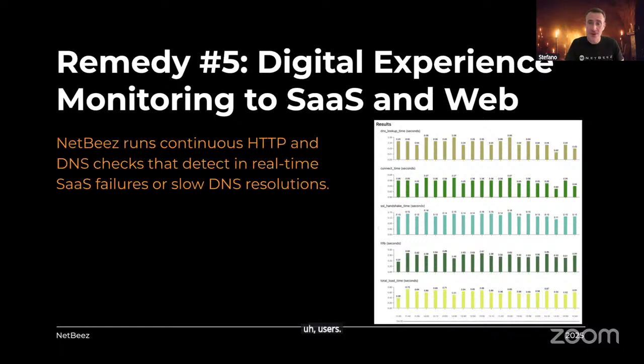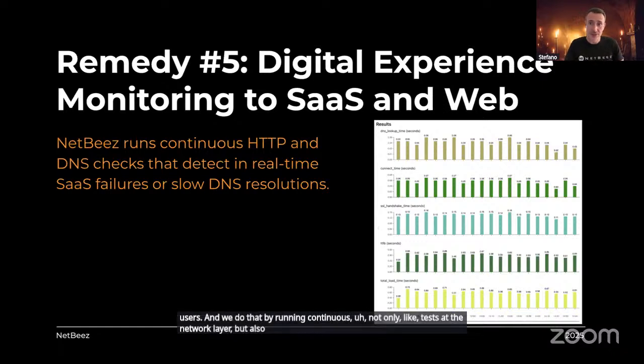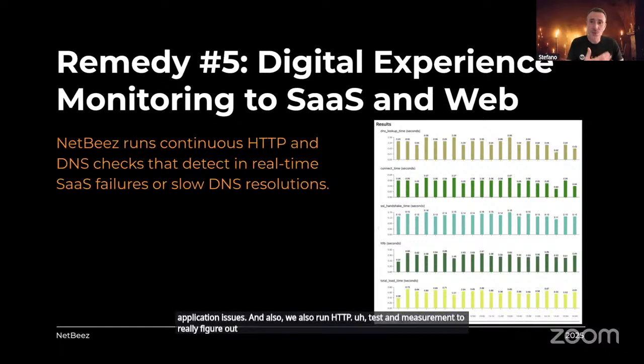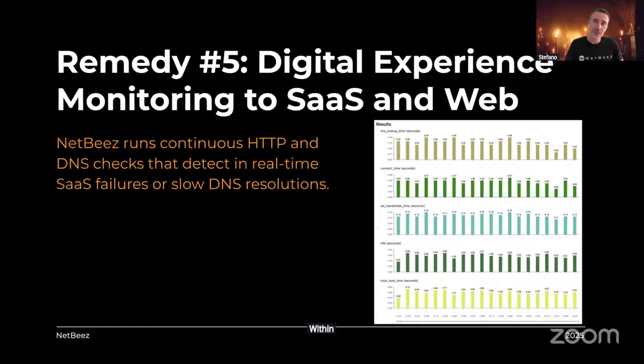And we do that by running continuous tests, not only at the network layer, but also DNS verification, DNS checks. And as you know, DNS is always one of the major causes of SaaS application issues. We also run HTTP tests and measurements to really figure out where within the stack the application is having problems.